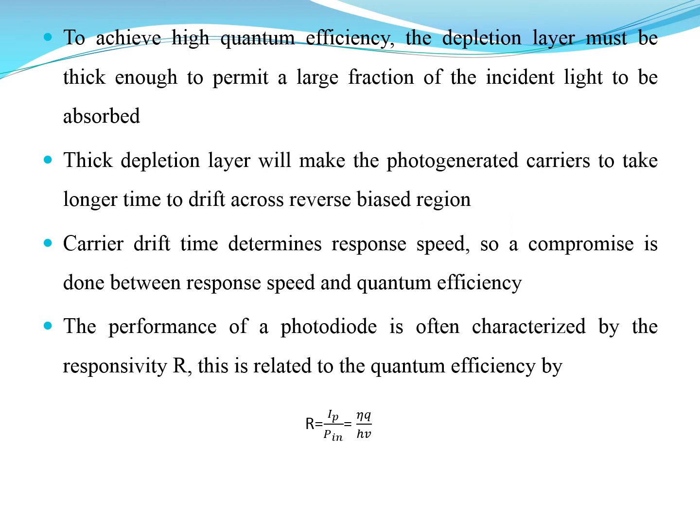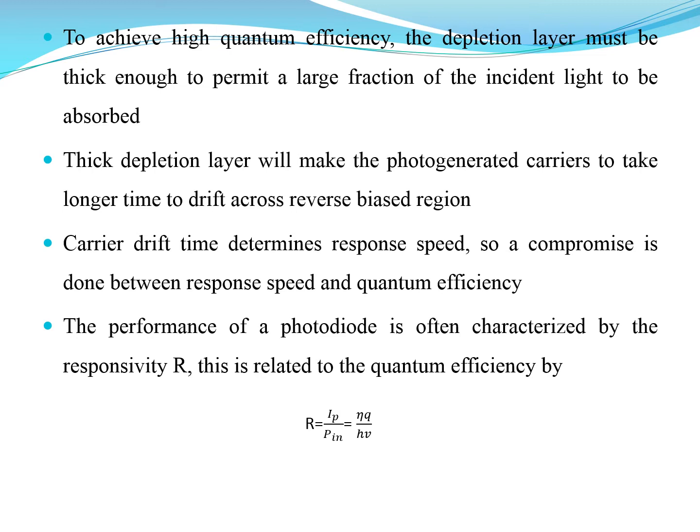To achieve this high quantum efficiency, the depletion region must be thick. So this is very important. We already saw that the thickness of the depletion region and the concentration of the impurities, that is doping, should be properly done for these materials which are used in a photodetector. They must be thick enough to permit a large fraction of the incident light to be absorbed. A thick depletion layer will make the photo-generated carriers take longer to drift. So that is very important.